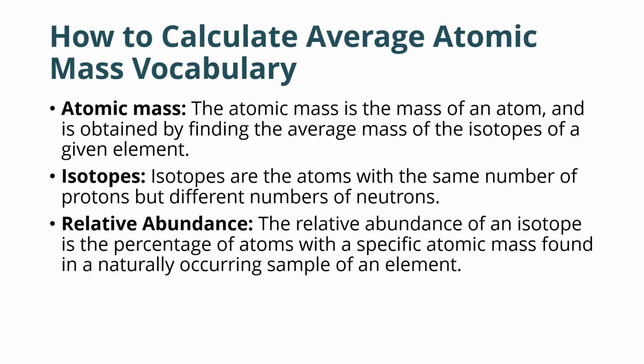So what is an isotope? You should have learned about this in biology, but an isotope refers to atoms with the same number of protons but different numbers of neutrons. Relative abundance is the percentage of atoms with a specific atomic mass found in a sample of that particular element.